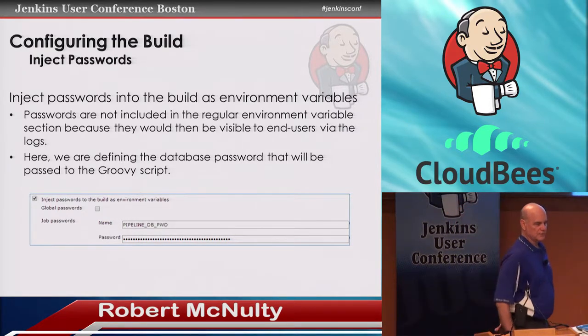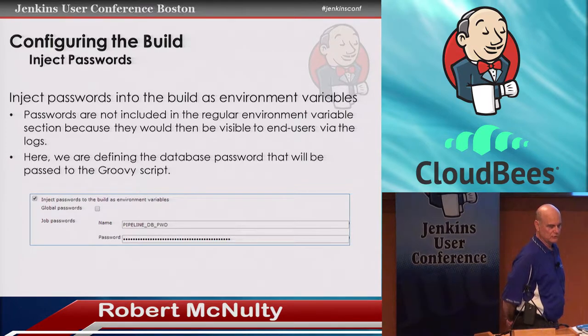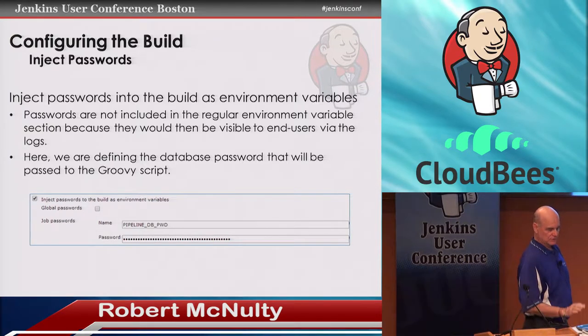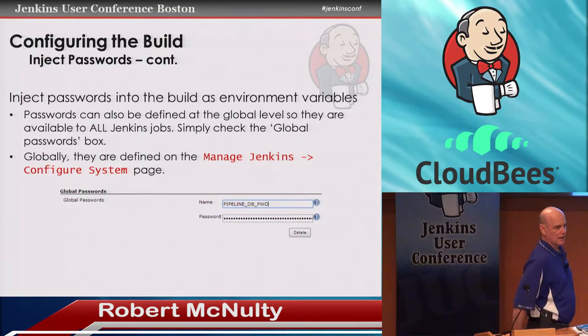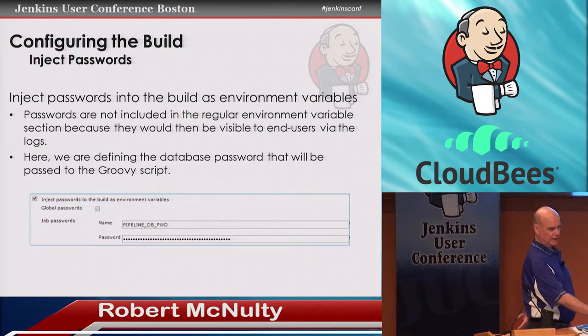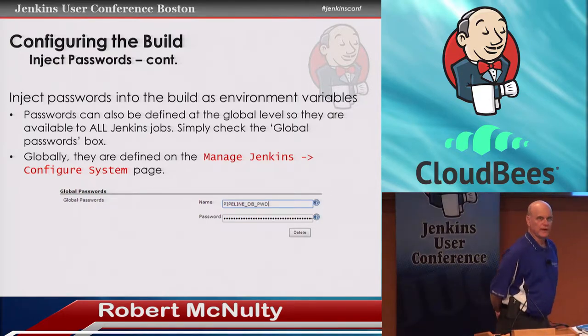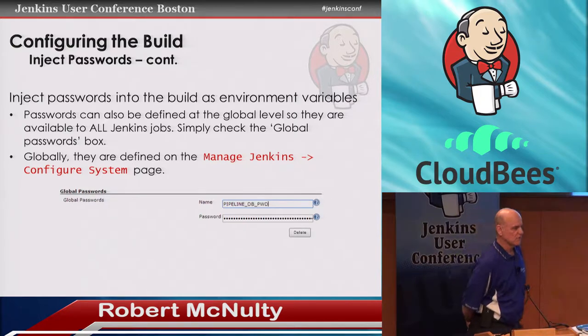So here, I'm just going to define the database password that will be passed to the Groovy script. It will be passed, and in the logs, it'll show up as a bunch of asterisks, which is fine with me. Here, I'm just defining it locally for the purposes of this demonstration. But in practice, I declared the global password, so it can be used by any and all Jenkins jobs.